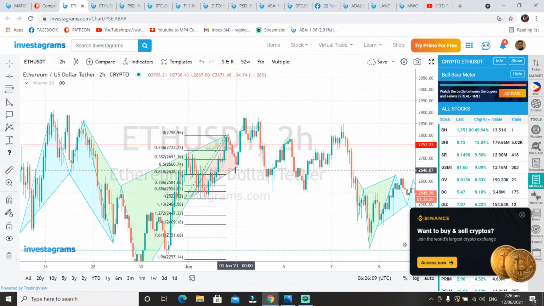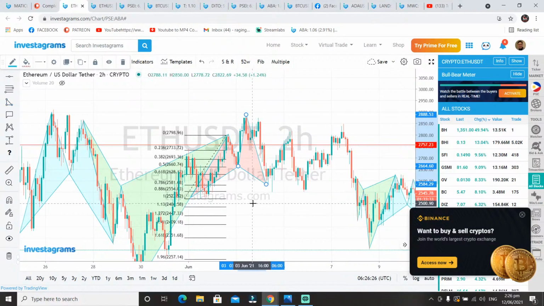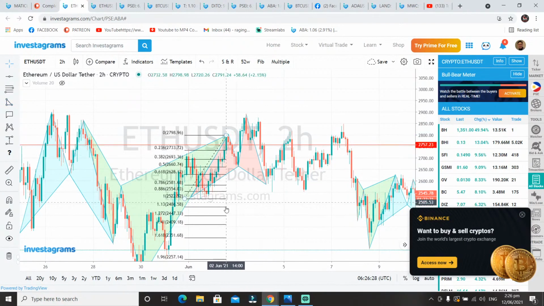Since it is valid, we'll make another triangle from here. X, A, B, then C, then D. How much is that? D is 78%, this one. So we are valid at this point. So that's another pattern. As you can see, it doesn't really have to always be a big pattern. Big patterns, yes, but small patterns are okay.